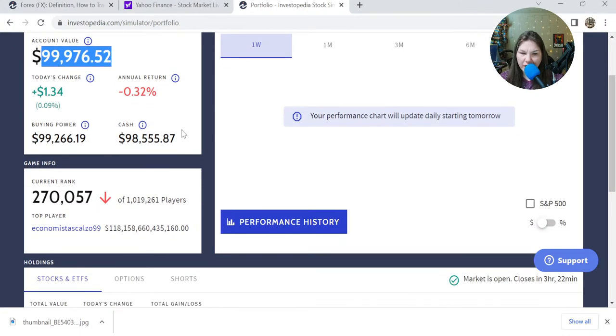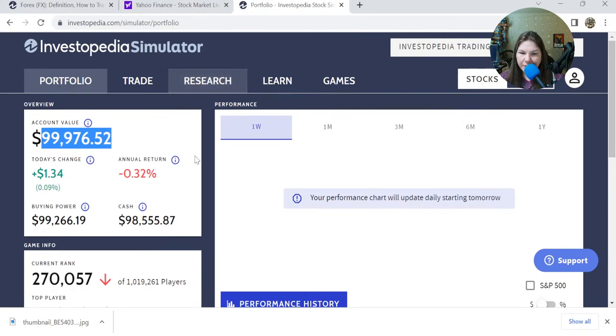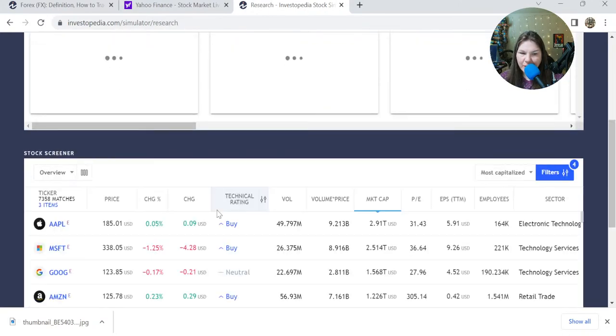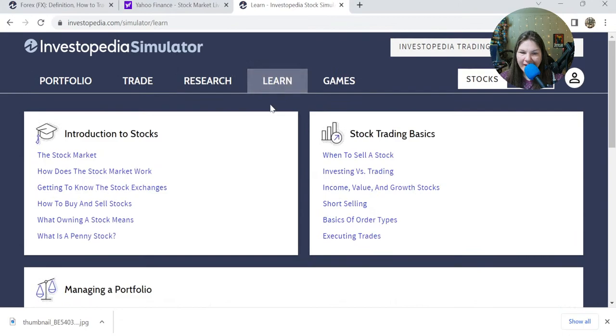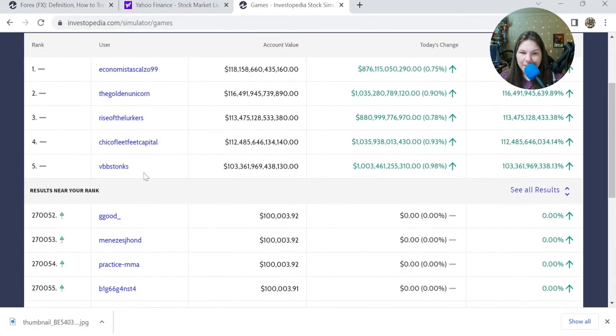It shows all of the things you're doing. It has research so that you can get information about different companies. It has a learning tab where you can learn all types of things. And it's a game, so we can compete.